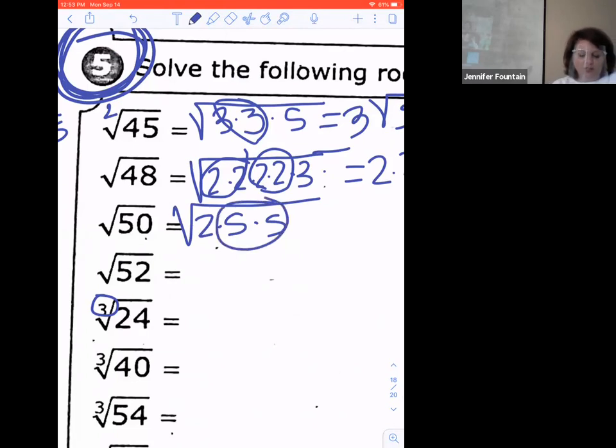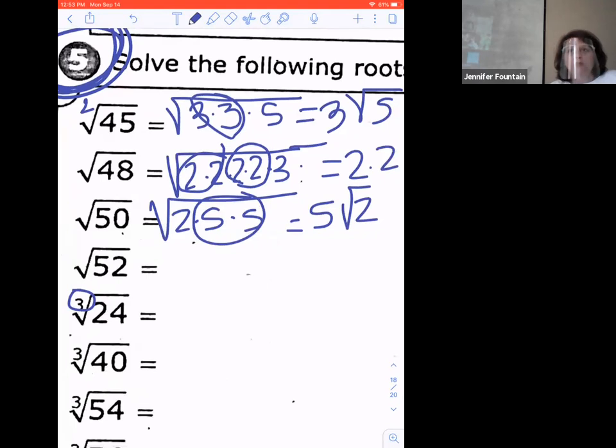So we pull out, we've got two 5s, so our 5 can come out, and the 2 stays under the radical. Any questions on that one? All right, let's look at 52.